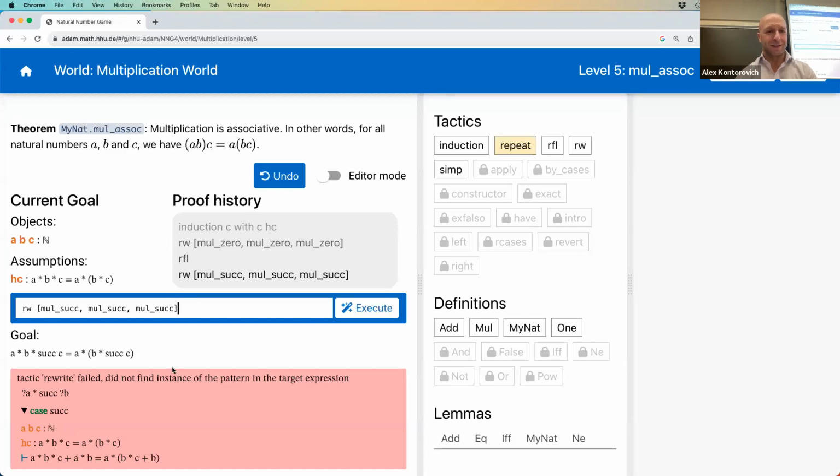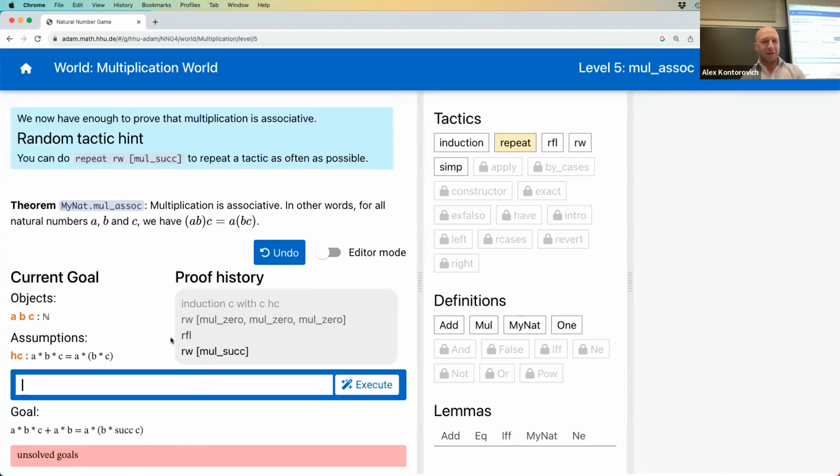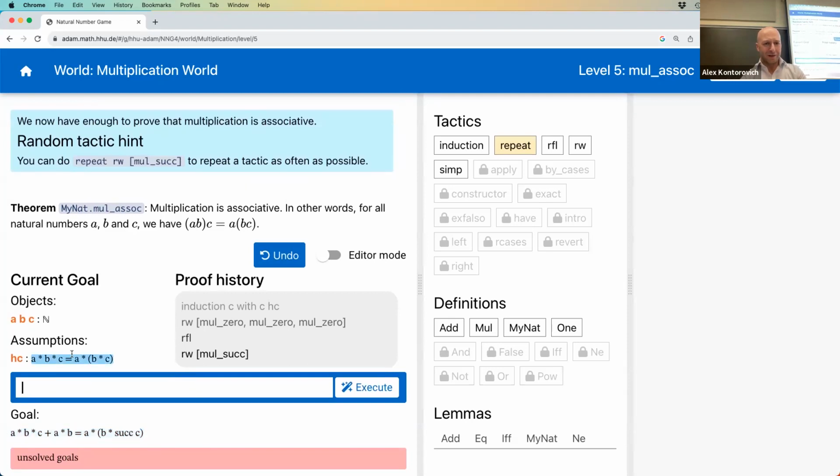Let's see. Okay, it's failing before. Let's try it one at a time. So, oh, it did. What I said was complete nonsense. Mul suck does not pull the suck out. It drops the suck and replaces it with A times B times C plus A times B. And same thing here. So it made it A times B times C plus an A times B. And over here, let's do it again. So two of them are good.